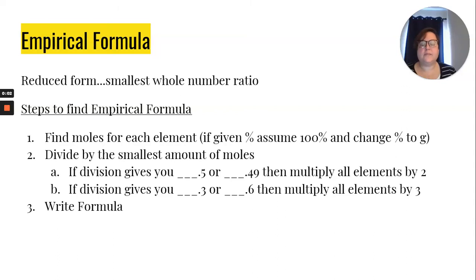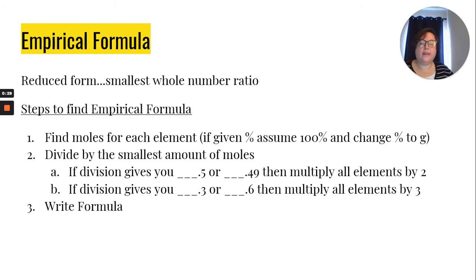All right, there's two types of formulas. There's an empirical formula and a molecular formula. We're going to focus on empirical formula for this lesson. An empirical formula is the reduced form where you see the smallest whole number ratio. To figure these out, what we have is the percent composition of the formula, and then we have to work backwards to actually get the ratio.